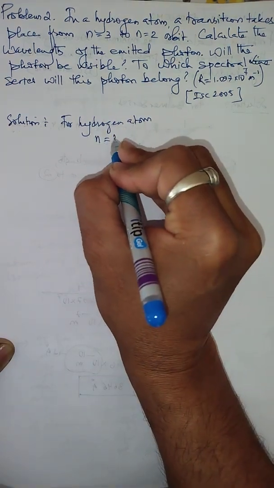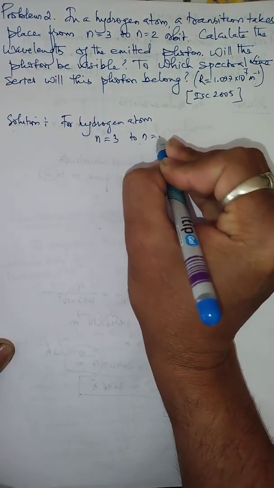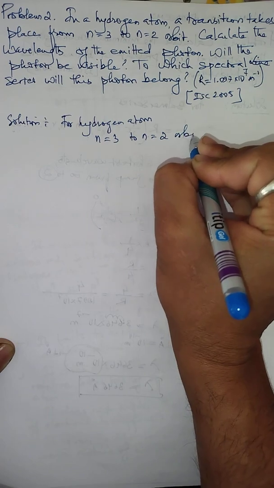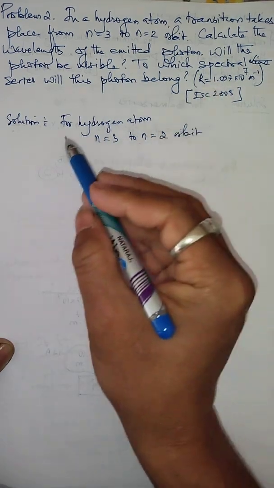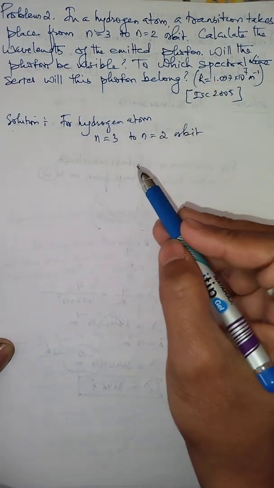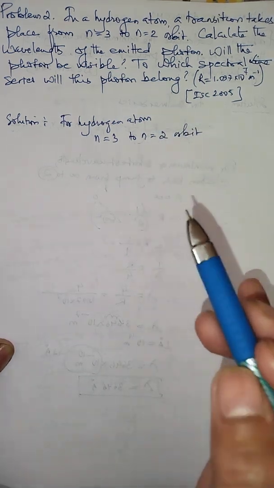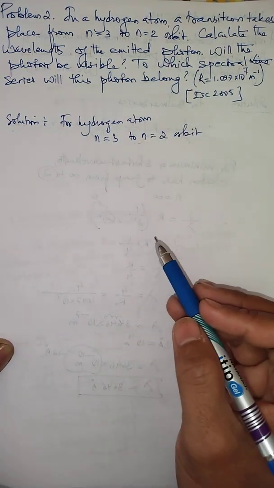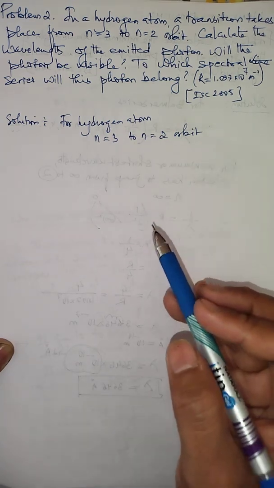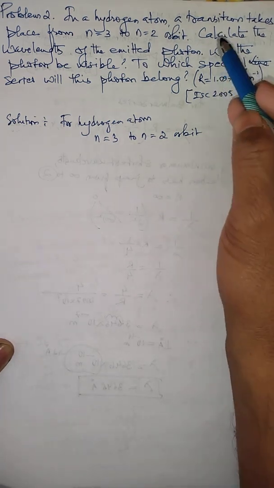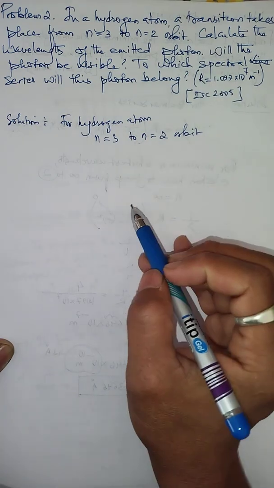So when the electron jumps from 3 to 2 orbit, we observe the hydrogen spectrum series, which is the Balmer series. We have done it already. Now for this particular question, what do you need to find out? Calculate the wavelength of the emitted photon.